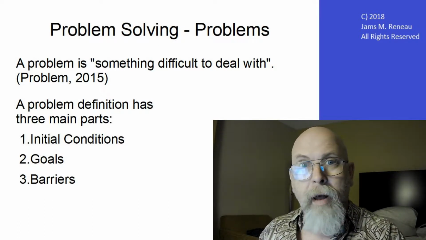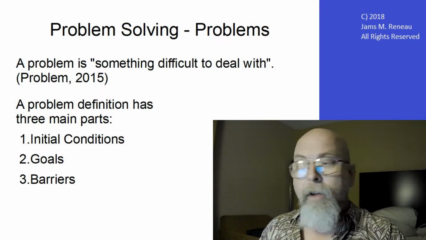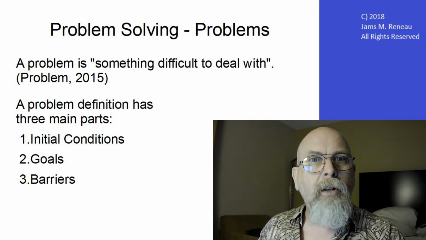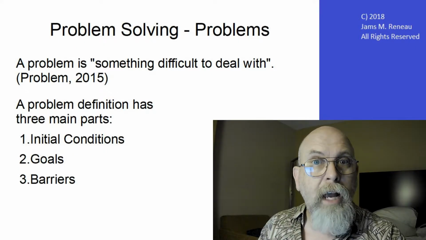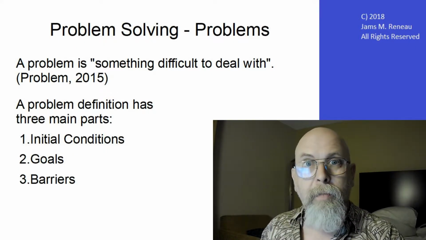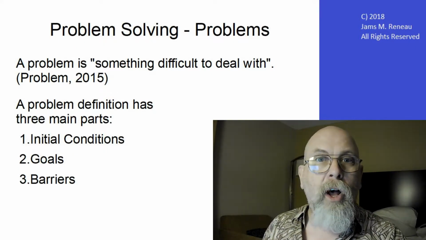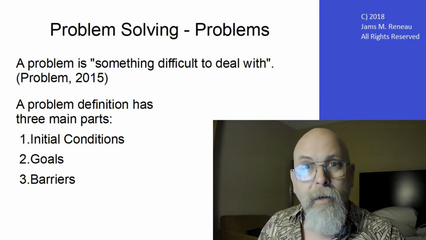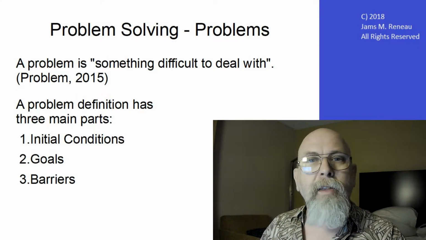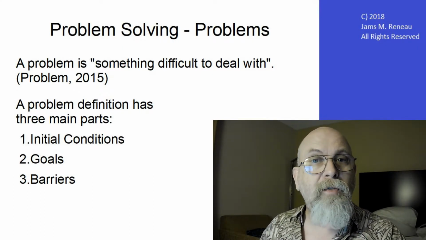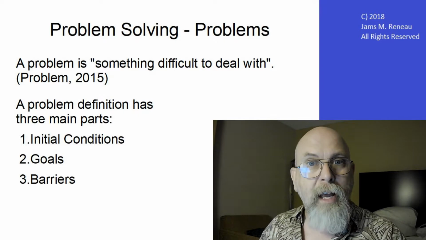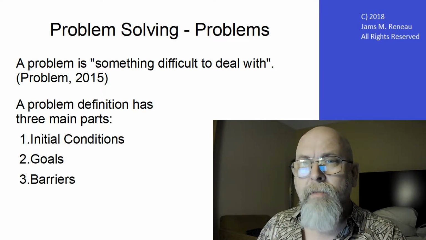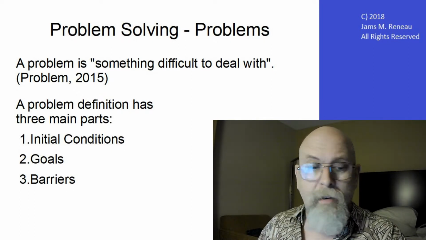A definition of a problem has three main parts. The three main parts are the initial conditions, what the state of the world is when the problem solution has to begin; the goals of the problem, what we hope to solve as we finish the problem; and three, the barriers that stand in the way of us finding a solution or reaching those goals. If a problem didn't have barriers, it wouldn't be much of a problem, would it?